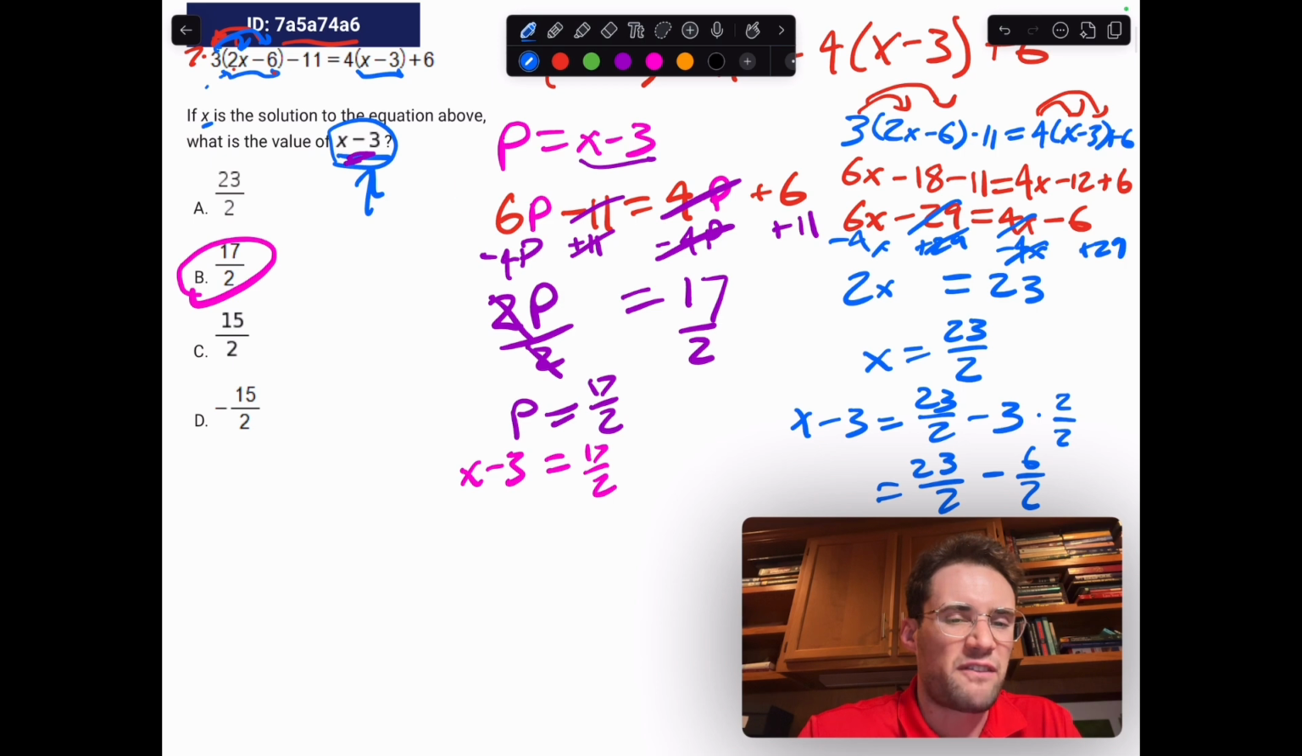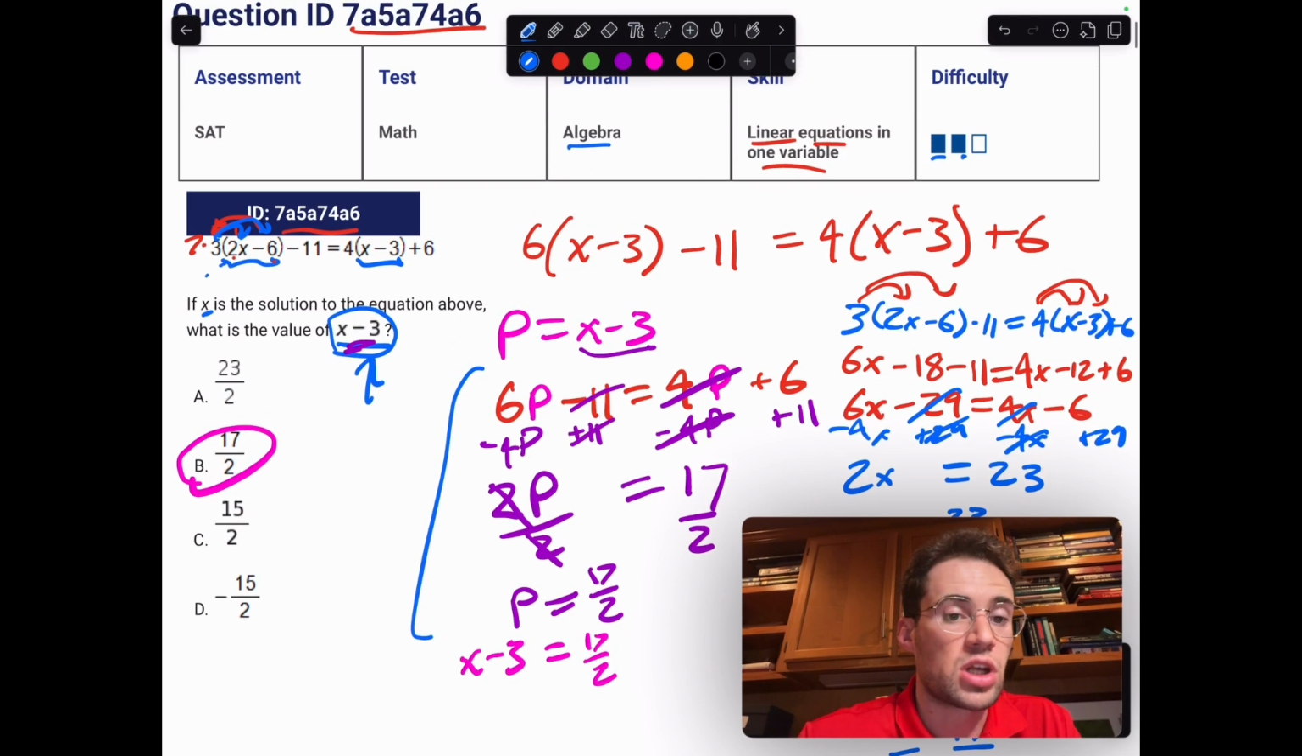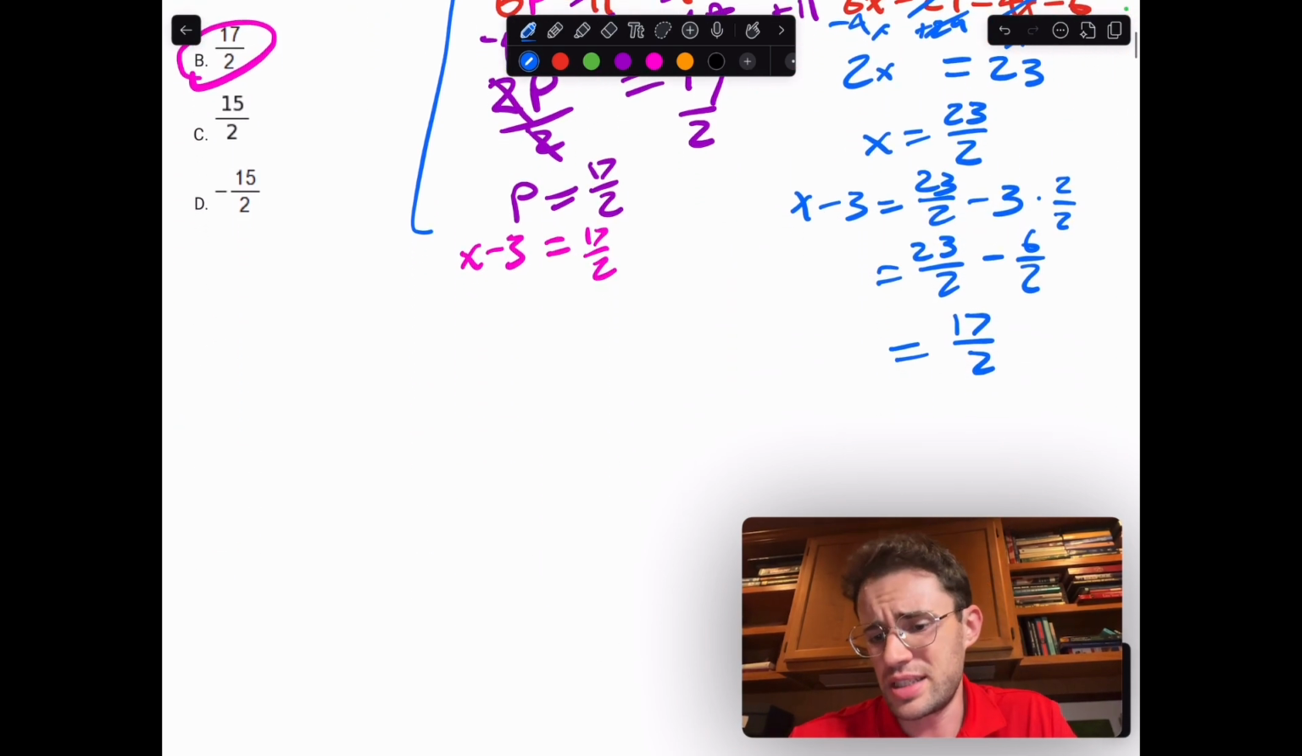Again, I think this way was probably faster. That's why I did it that way. I looked at what I was solving for. A lot of times if they have you solve for something that's not x, there might be a shortcut, right? There might be another way to solve for it. But doing it this way, you can see it didn't take that long.